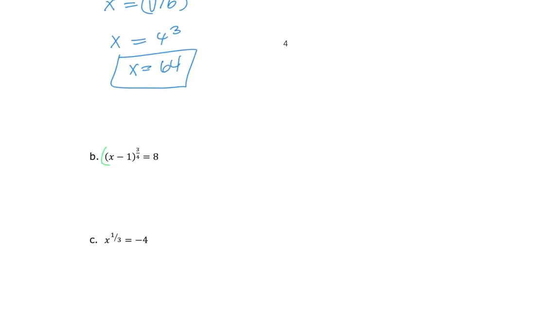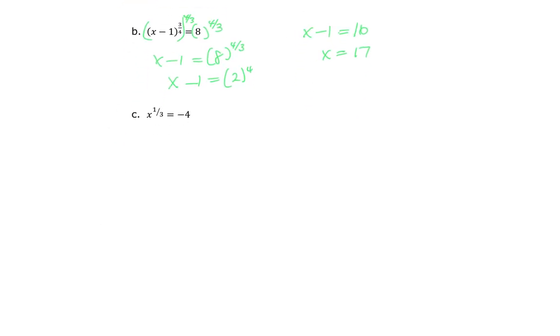On this one, I'm going to go ahead and raise both sides to the 4/3. I get x minus 1 is equal to 8 raised to the 4/3. So I'm going to take the cube root of 8, because I can do that without a calculator. The cube root of 8 is 2, raised to the 4th power. So I've got x minus 1 is equal to 16. So x is equal to 17. And I should check to make sure that works.